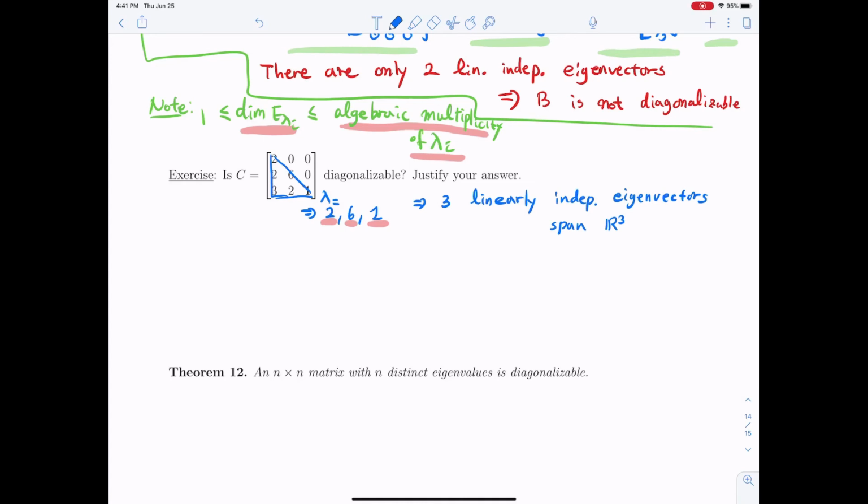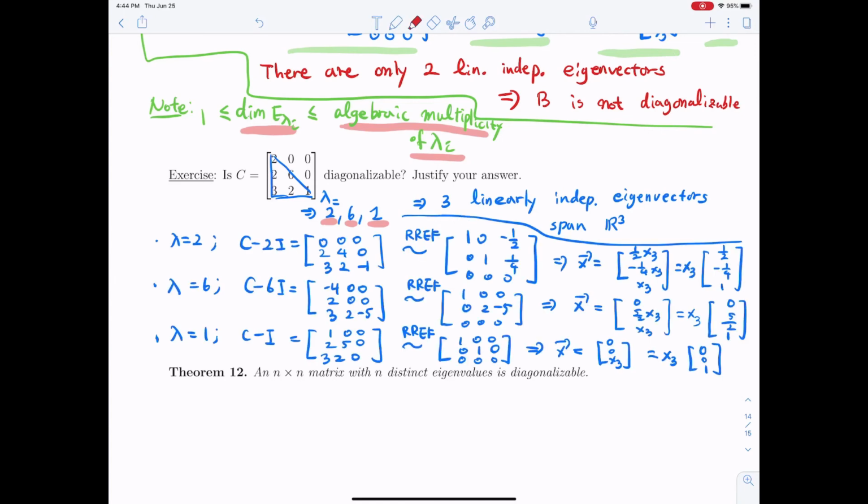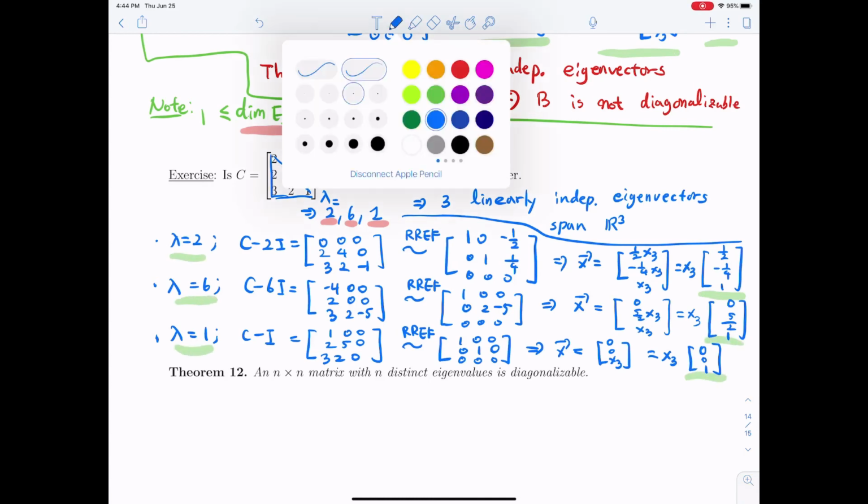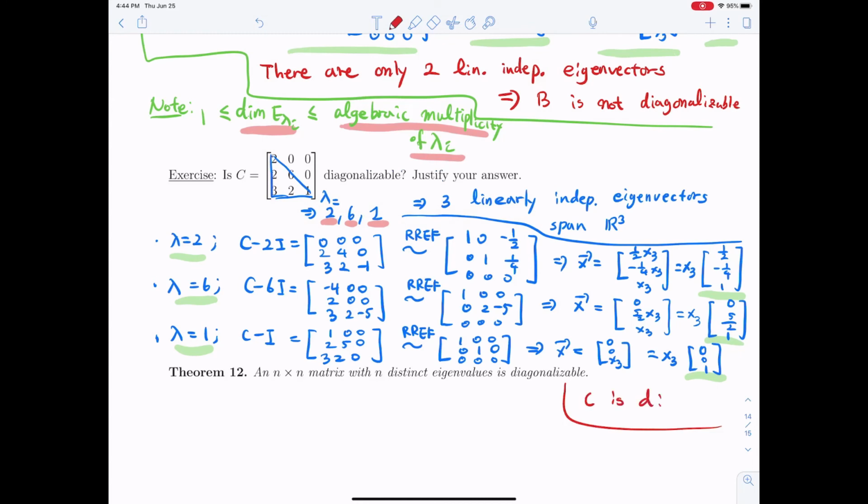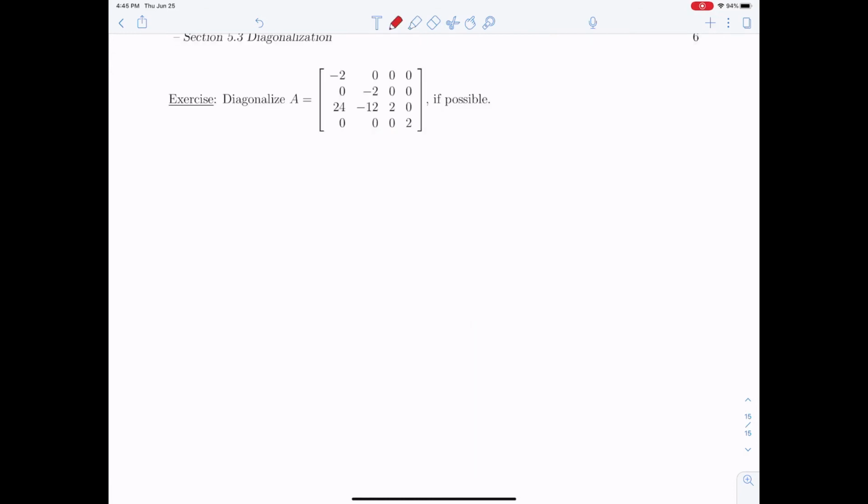And if you really do the calculation, then you will get a result like this. So really we get 3 different eigenvectors corresponding to each eigenvalue, which means C is diagonalizable. So in other words, if an n by n matrix has n distinct eigenvalues, then that matrix has to be diagonalizable. So this is the last example of today's lecture.